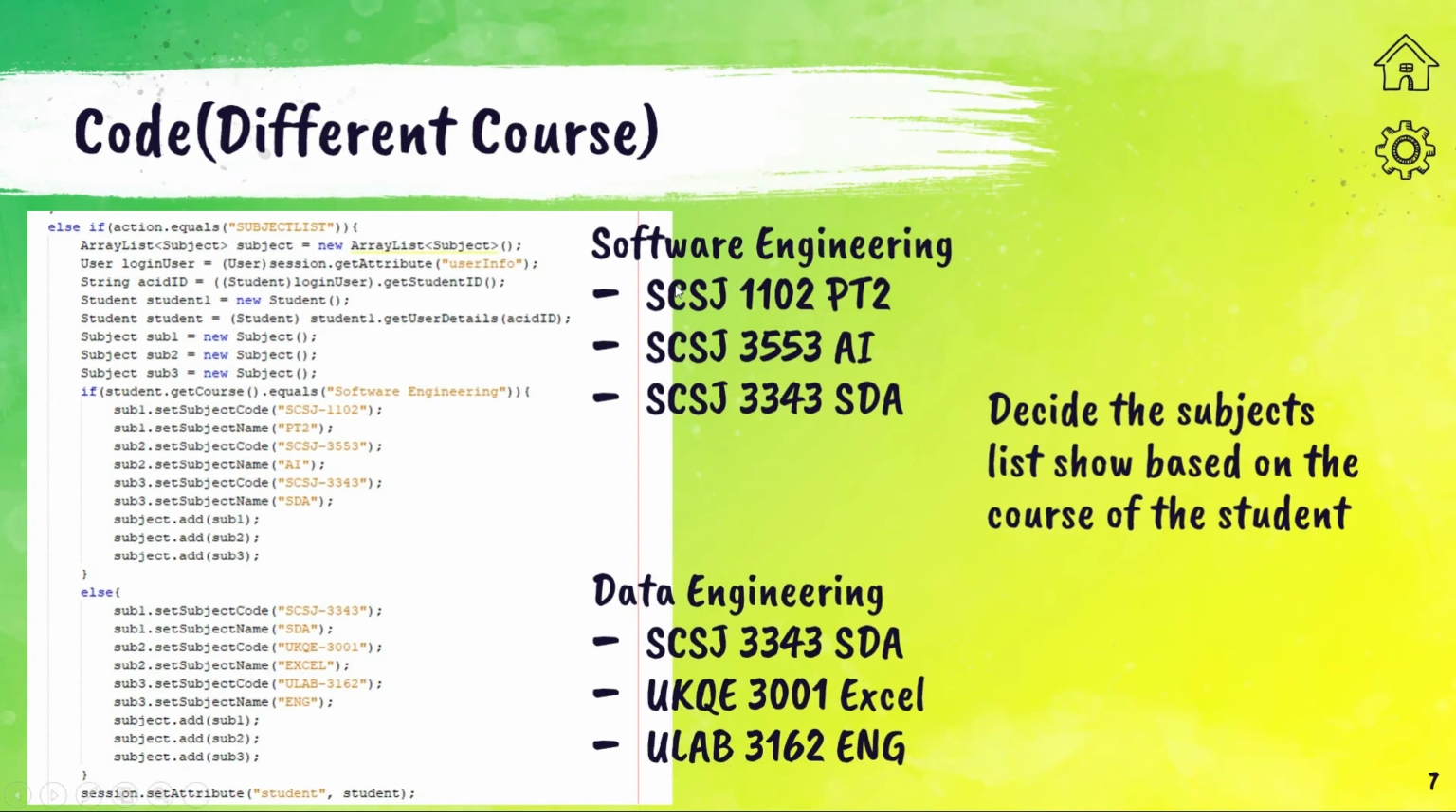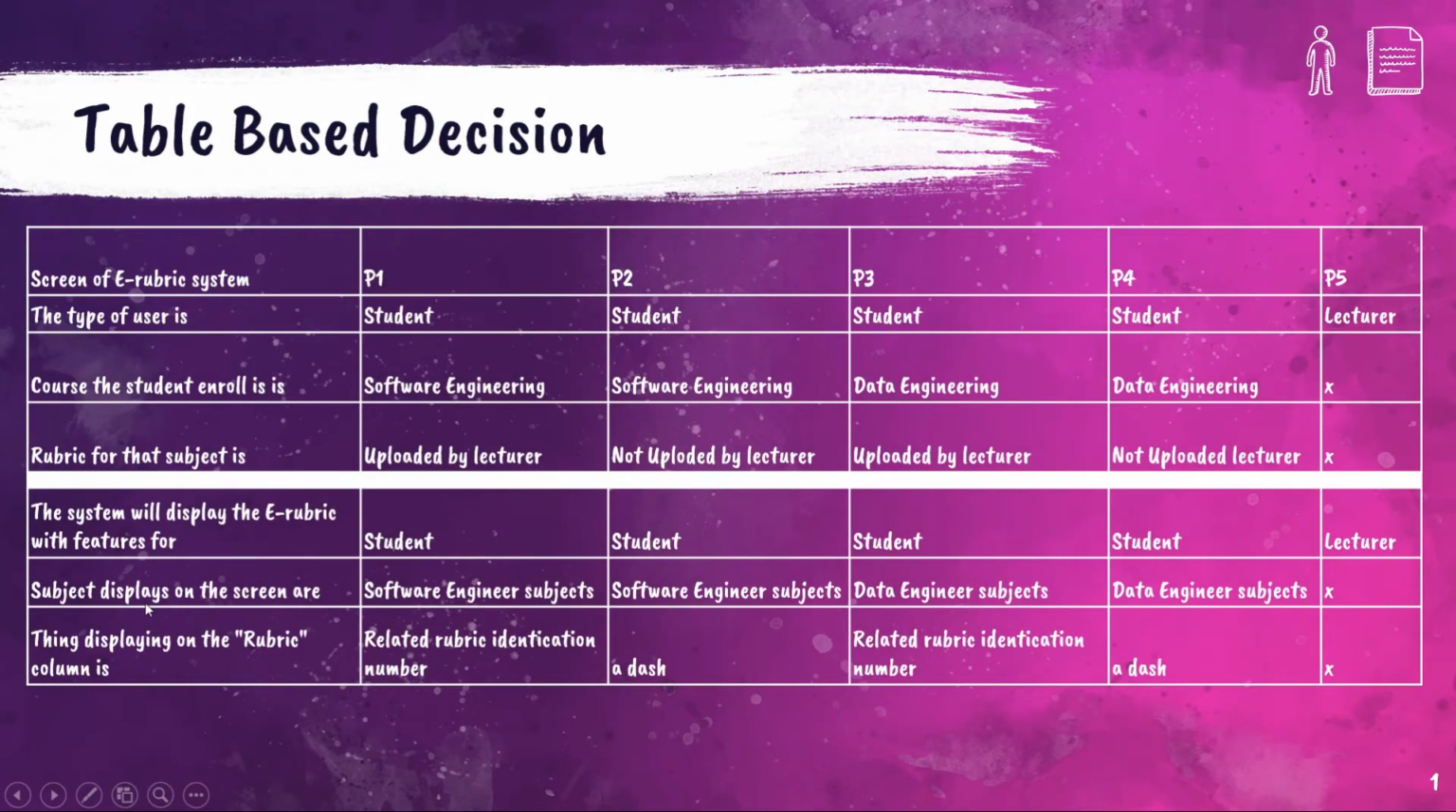For the coding side, we put it like this. If the student is registered under software engineering, they will have these 3 subjects, and if the student is in data engineering, they will go to these 3 subjects. This coding helps us decide the subject list shown based on the course of the student. So this is how we differentiate between the software engineering students and data engineering students.